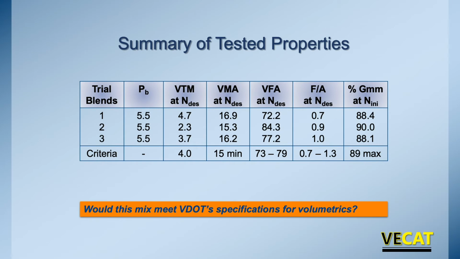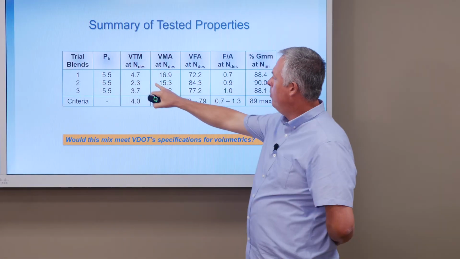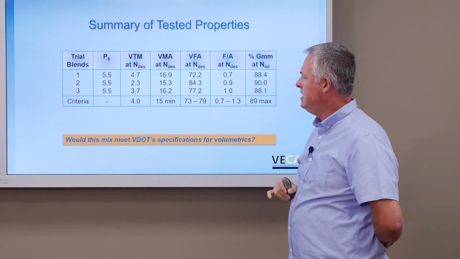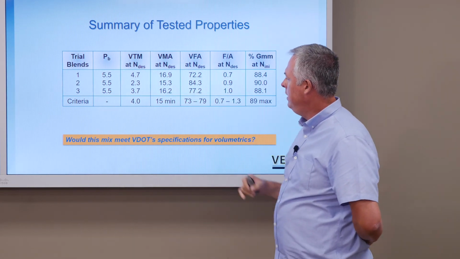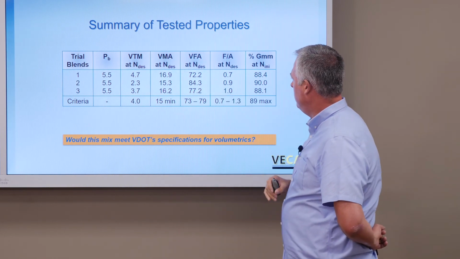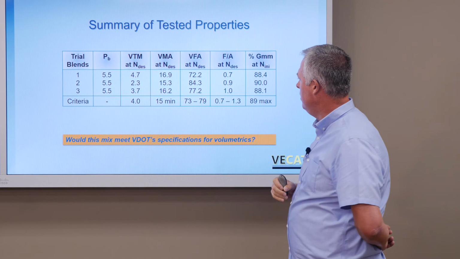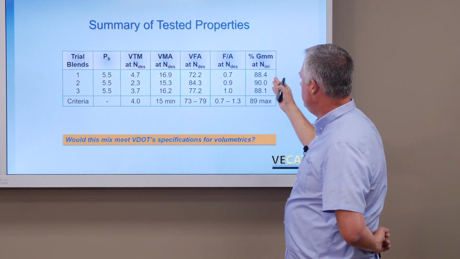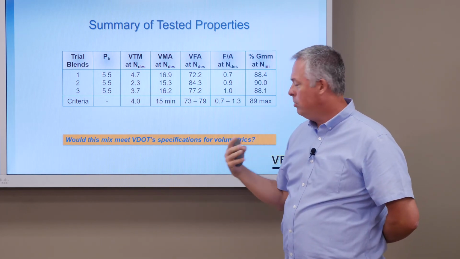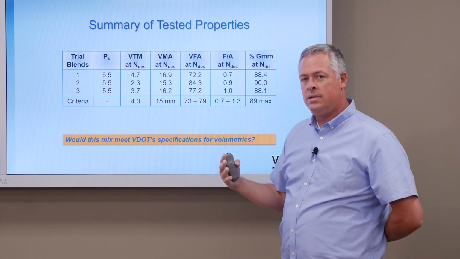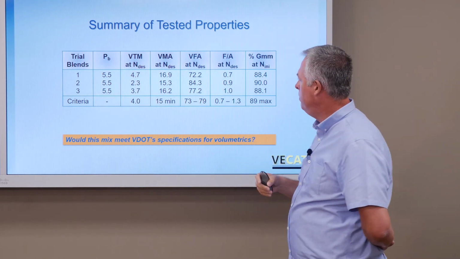So here's a summary of our tested properties. We've got trial blends 1, 2, and 3. Remember, our trial blends are always done at the same asphalt content. We've selected 5.5% for our asphalt content. Number 1, remember this is our virgin mix, was a 4.7 on our air voids, 16.9 on the VMA. That looks good, it's a 15 minimum. 72.2 on VFA. Our FA ratio looks good, we're within our range. Our GMM at initial is under 89, which is good. That 89 max is still more for guidance. It's not used any longer as a specification by the department.